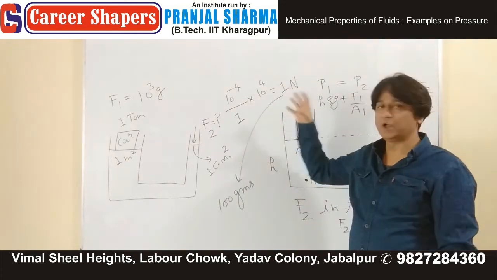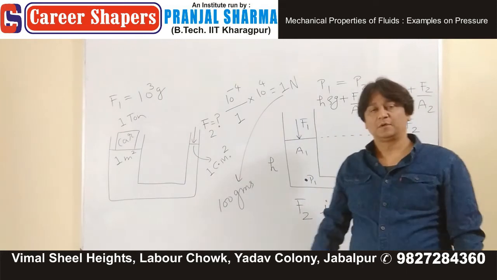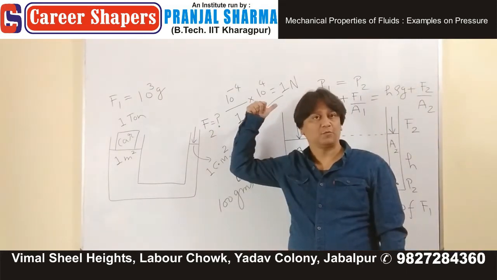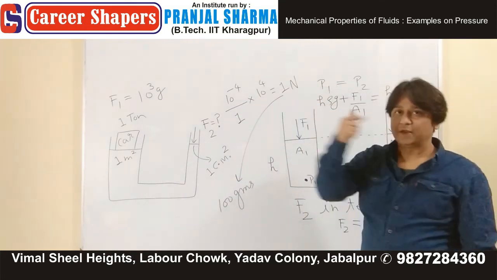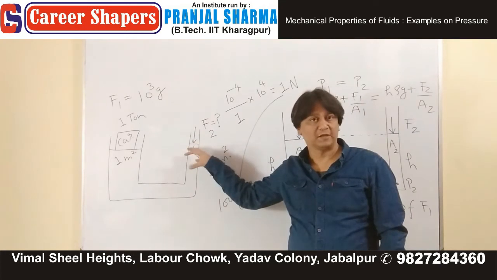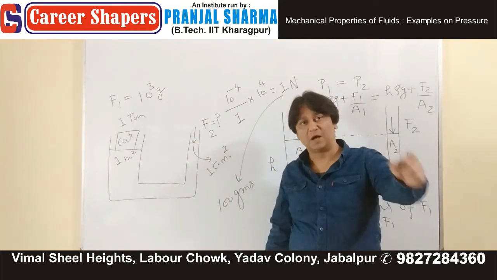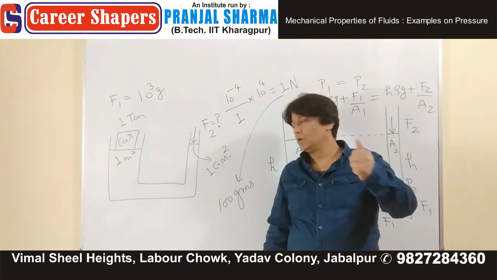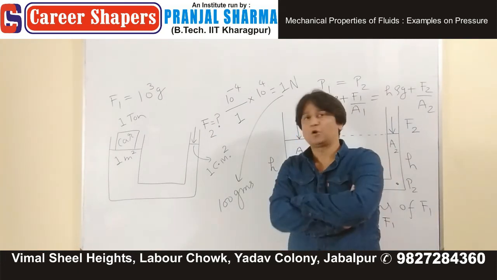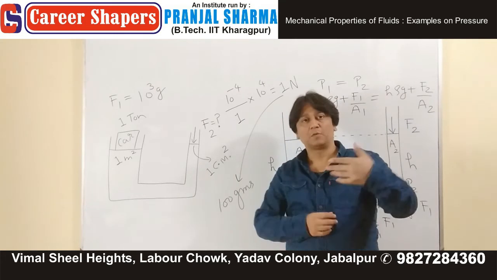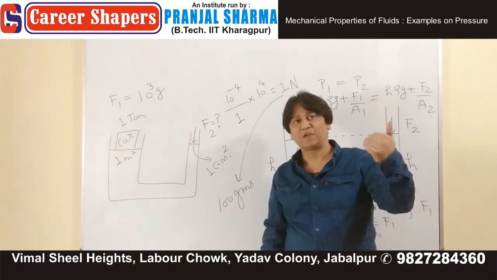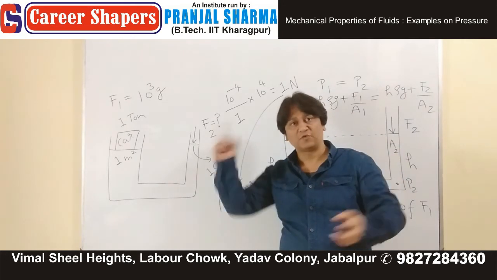Which gives you 1 Newton as a force. So if they ask you what force should be applied, the answer is 1 Newton. And if they ask how much weight should be placed, and the options are in terms of mass, you will find this type of language most of the time when they are talking about weight, because in normal practice we say 1 kg weight, 5 kg weight. So when you say 5 kg weight, the actual weight is 5 into g.